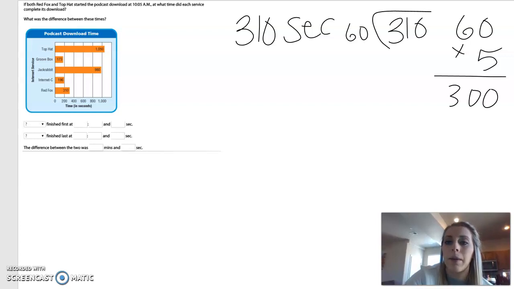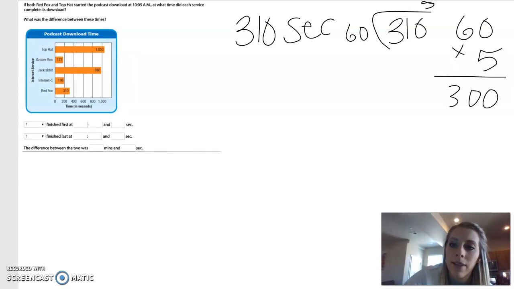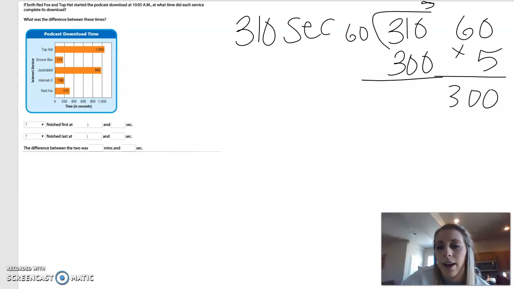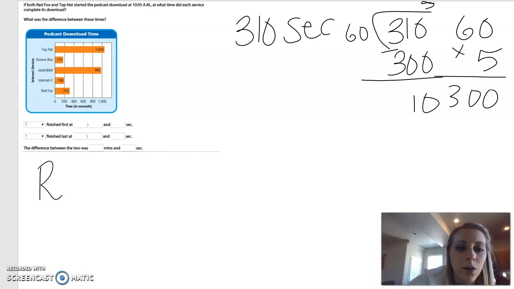Oh, that's the closest I'm going to get. So I'm going to write a 5 above that 0, okay? And that becomes 300 underneath here, okay? I do my subtraction. I have 10 left over, okay? So what I would put here is red fox.